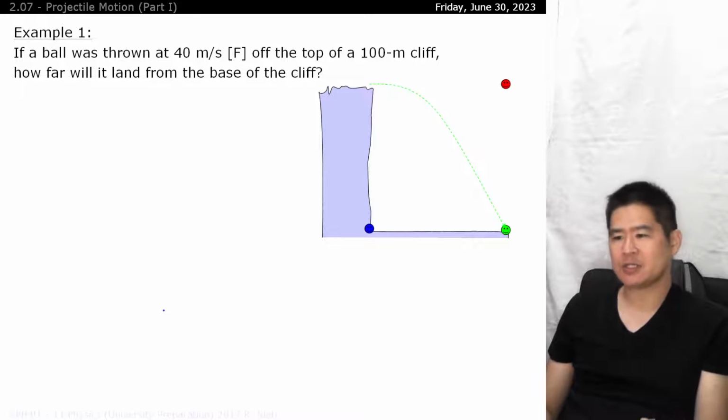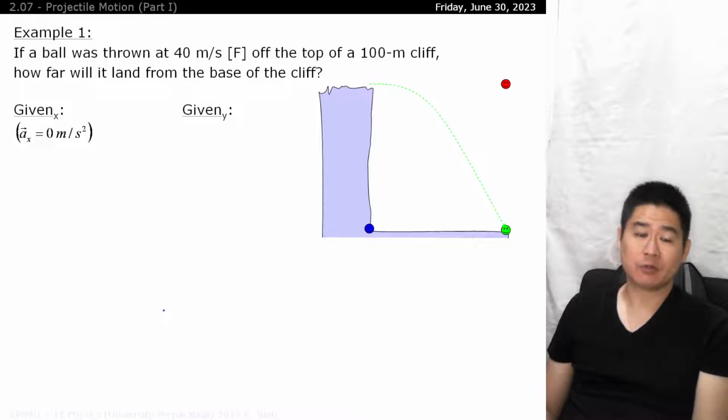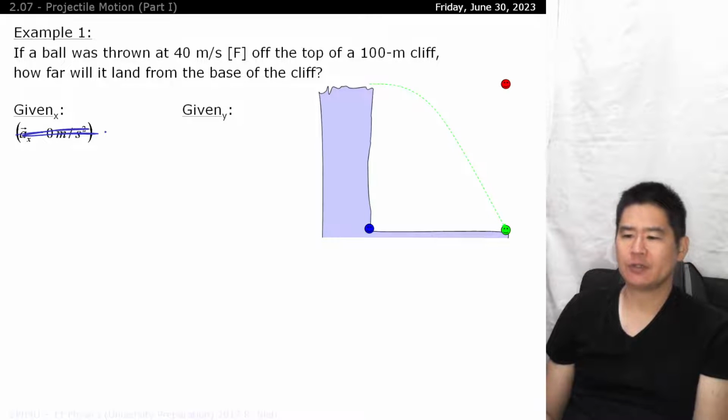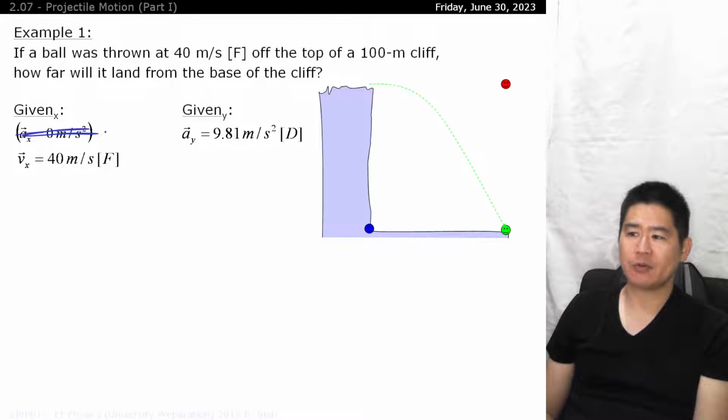However, the way I would do it is I would just do two separate sets of givens and work through it independently. All right, like so. So in my x dimension, we know that ax is equal to 0 meters per second squared. Do you need to write that out? No, you don't have to. But in this case, you notice that you do have a Vx, which is 40 meters per second forwards. And if you're shooting it just forwards, that means there is no y component, right?